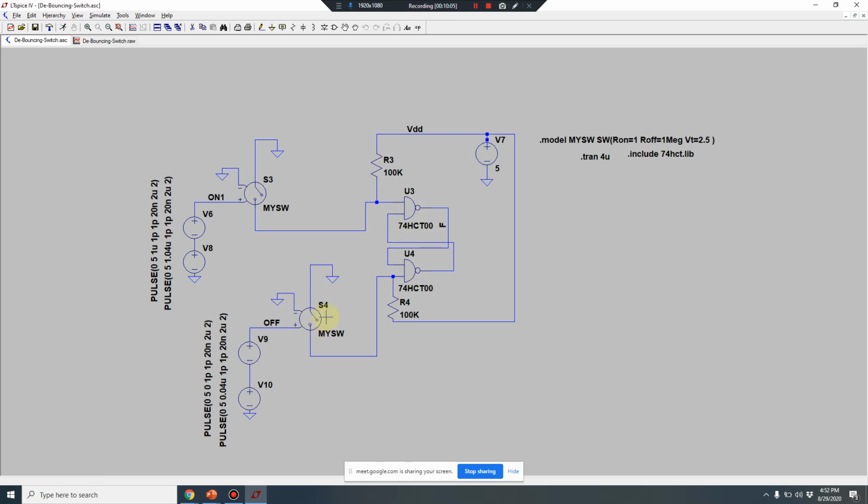Initially, just assume I am going to close this switch by giving a voltage out here. This is a switch. When I give a power supply voltage here, this switch will close. So this is an off signal.